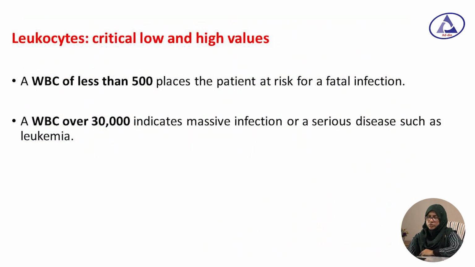Now let us know about the critical low and high values. A WBC of less than 500 places the critical patient at risk for fatal infection, and a WBC over 30,000 indicates massive infection or serious disease such as leukemia.